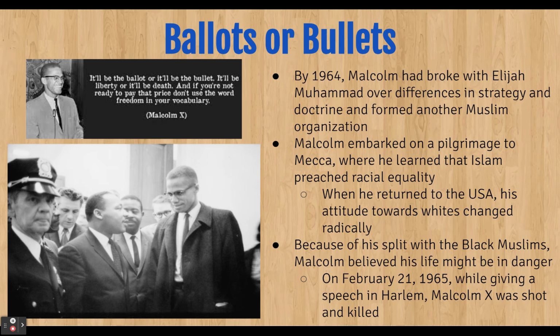I also have a picture here of him and MLK together. And I think this was the only time that they actually met and were photographed. So even though people are within the civil rights movement, you would think they cross paths a lot, but that is not necessarily true.